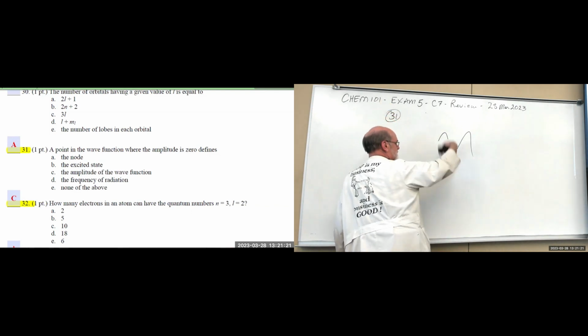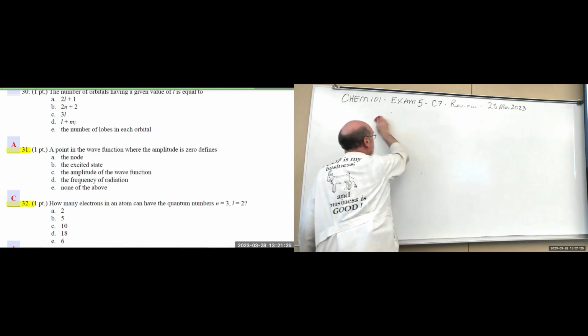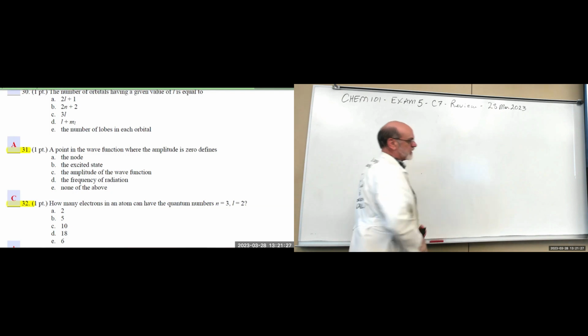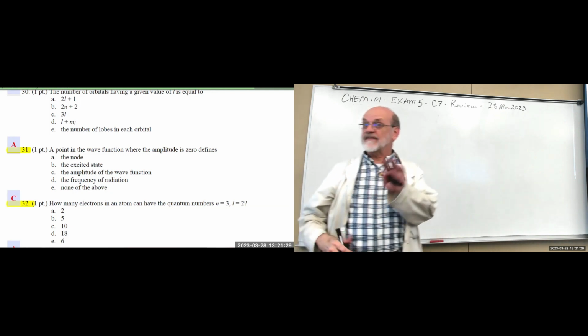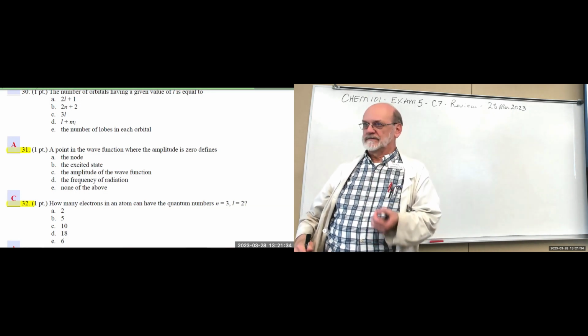And the amplitude is like this curve where you can have 0 probability of finding electrons. That doesn't mean they're not there. It just means the probability that you calculate is 0.